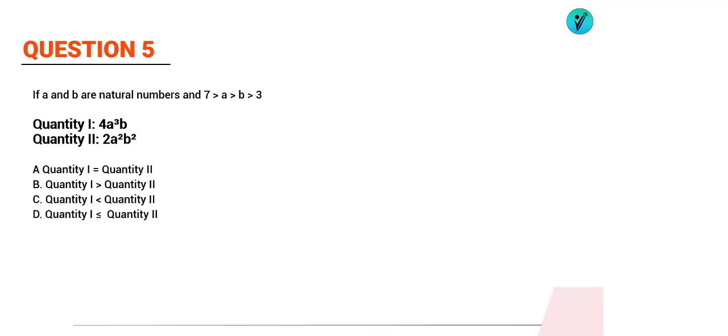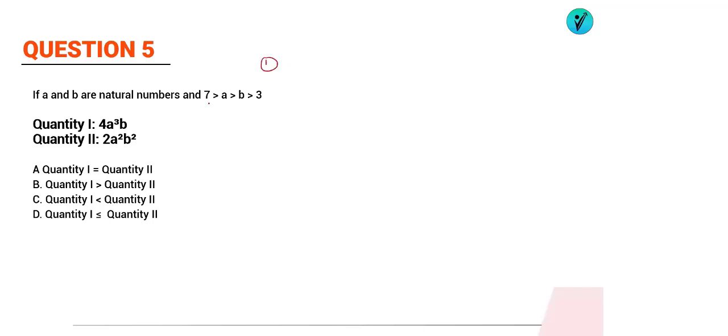Now this is again logical. What are they saying? If A and B are natural numbers and 7 is greater than A, greater than B, greater than 3, we have to find out the relation between quantity 1 and quantity 2. Okay, so there can be some conditions.